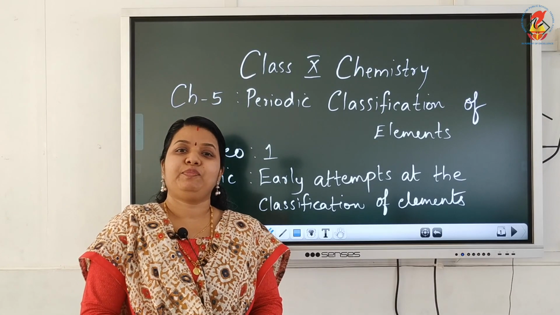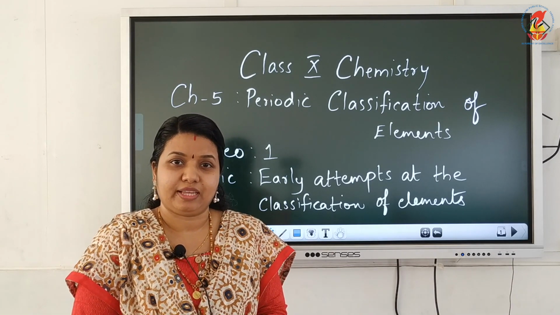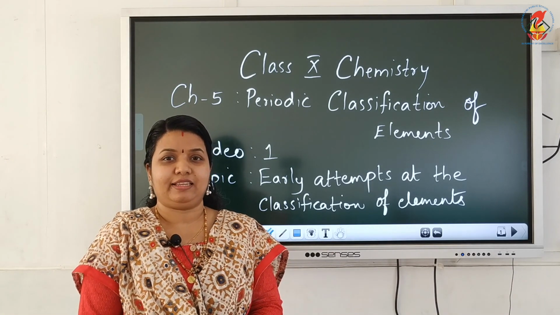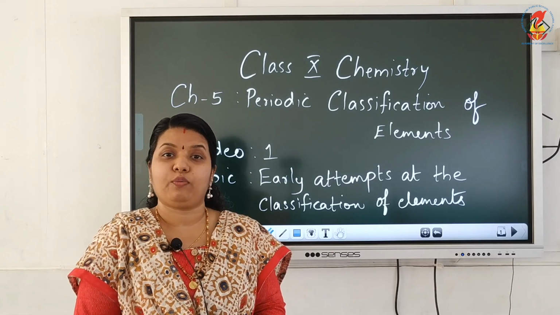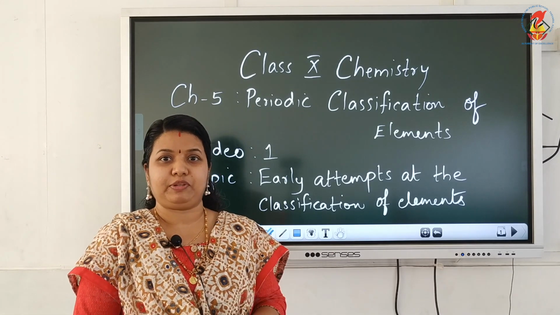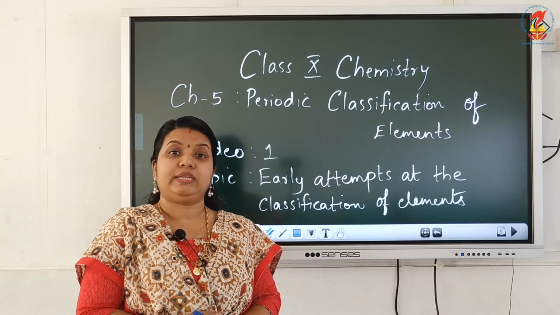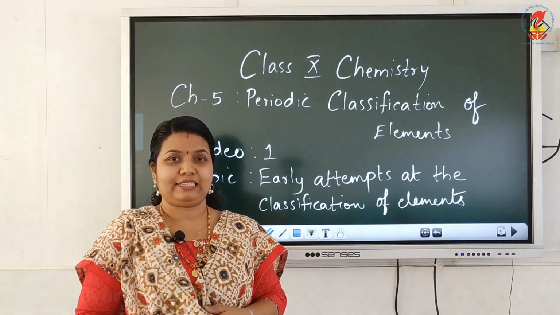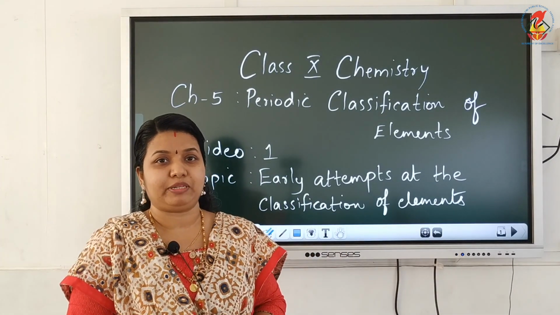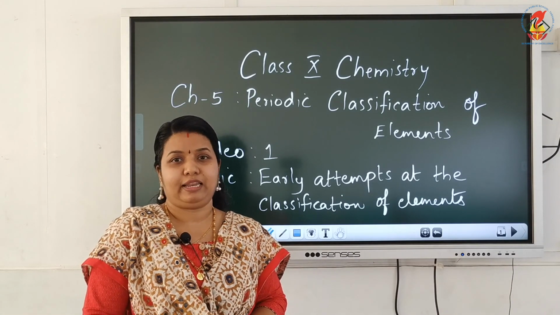Hi children, we move on to our next chapter, chapter 5, periodic classification of elements. You might have seen the modern periodic table, the chart of the modern periodic table, in your lower classes. So in this chapter we will learn more about the periodic table, but before we move on to the discussion of the modern periodic table, let us learn the early attempts at the classification of elements.